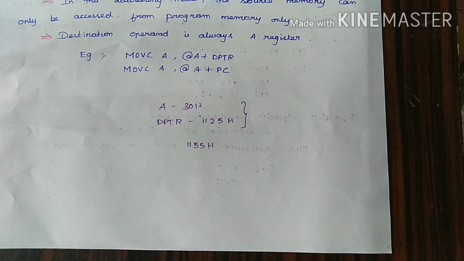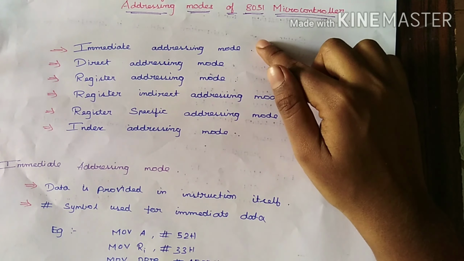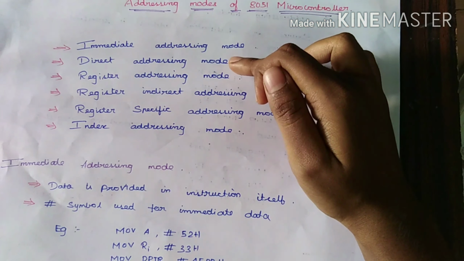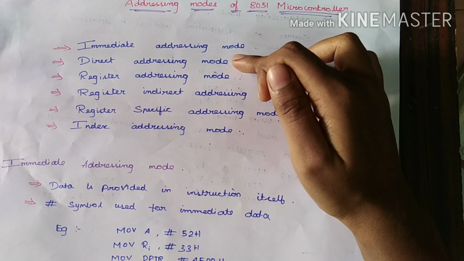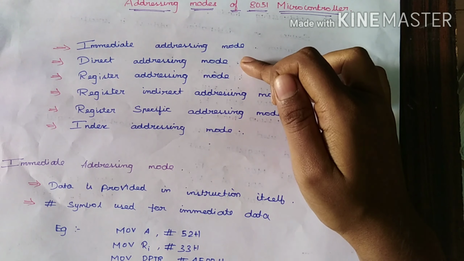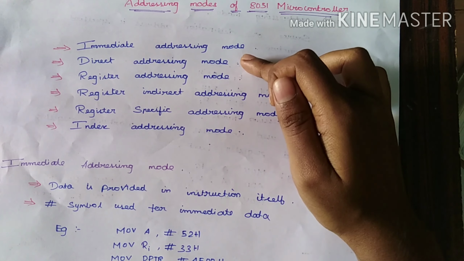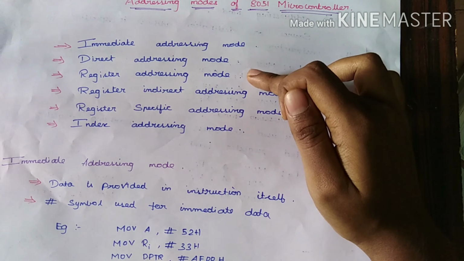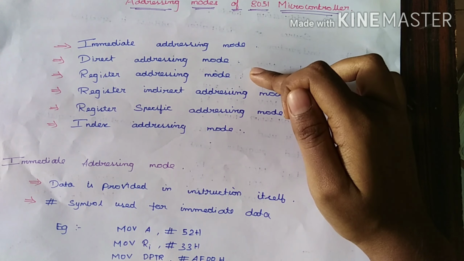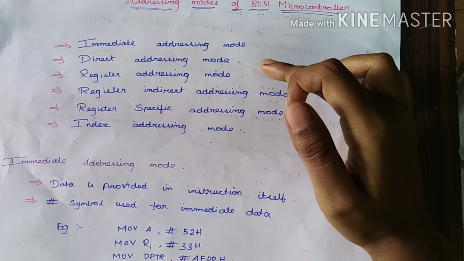Now let us summarize this. We have immediate addressing mode. In this the data is given directly in the instruction. And the next one is direct addressing mode. Here an address will be given, and the data of the address will be copied or used in the execution. And the next one is register addressing mode. Here we will access the registers, working registers, and the data of the register will be moved or used in the execution.